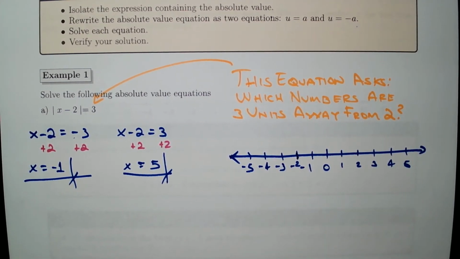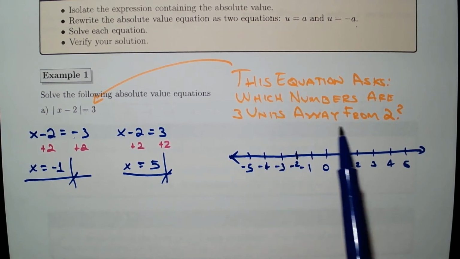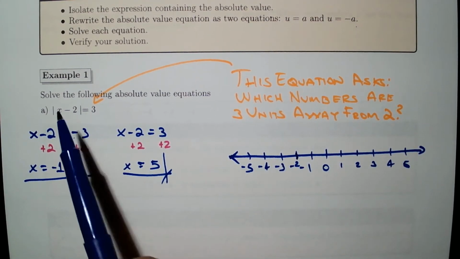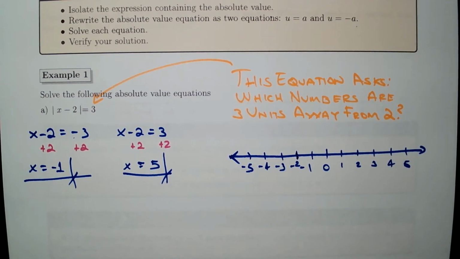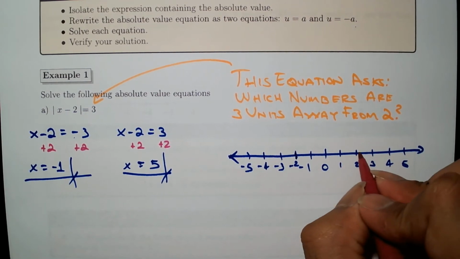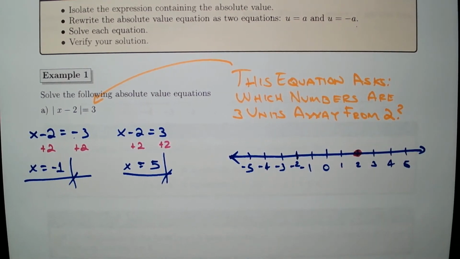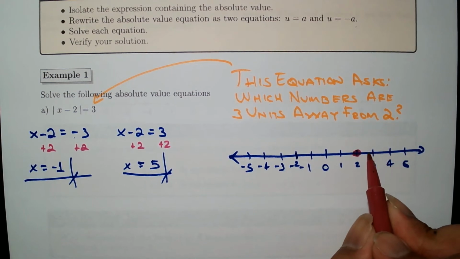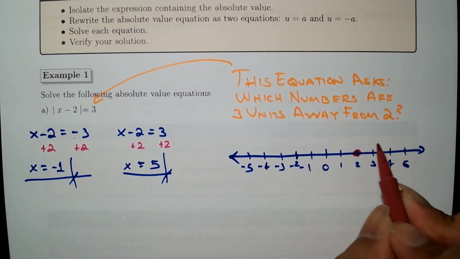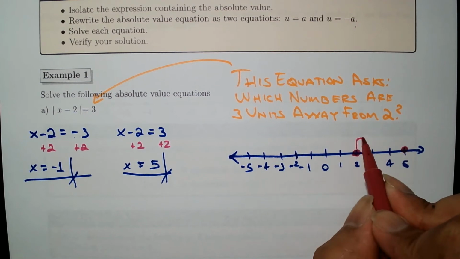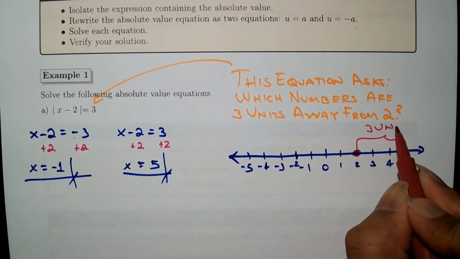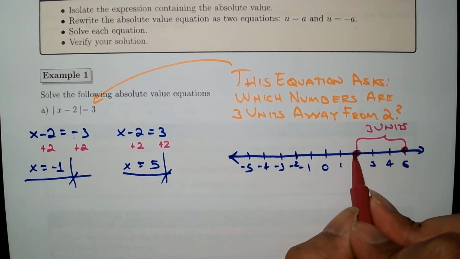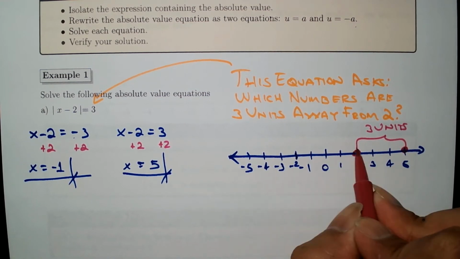Okay, so what are the numbers that are 3 units away from the number 2? In this case, our center value will be the number 2, which I will draw with purple here. So 3 units away from that number. In the positive direction, I'm going to move 3 steps: 1, 2, 3. 3 units. And in the other direction, I'm going to move 1, 2, 3.